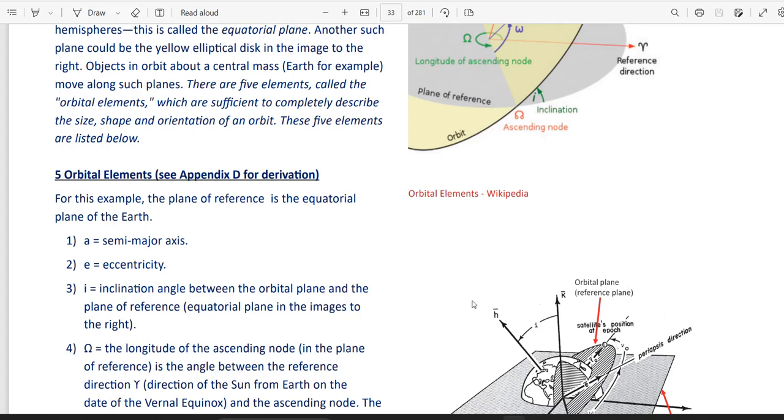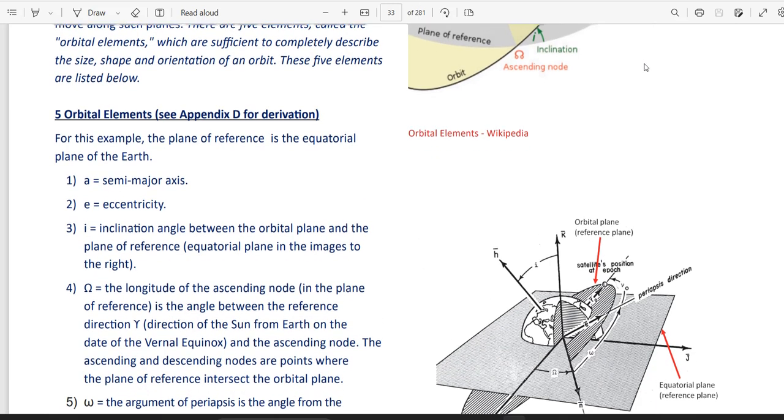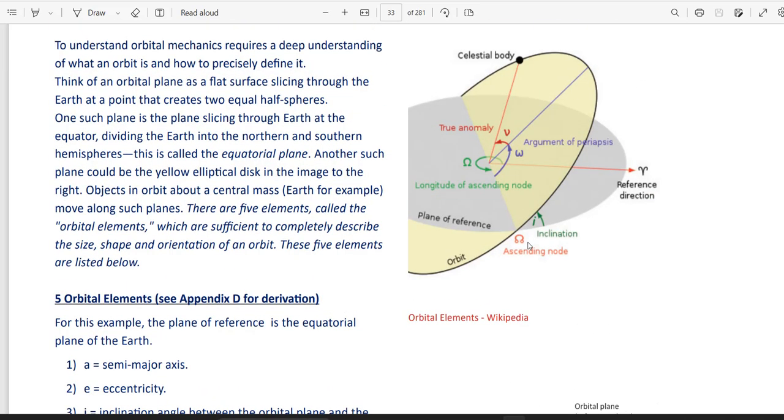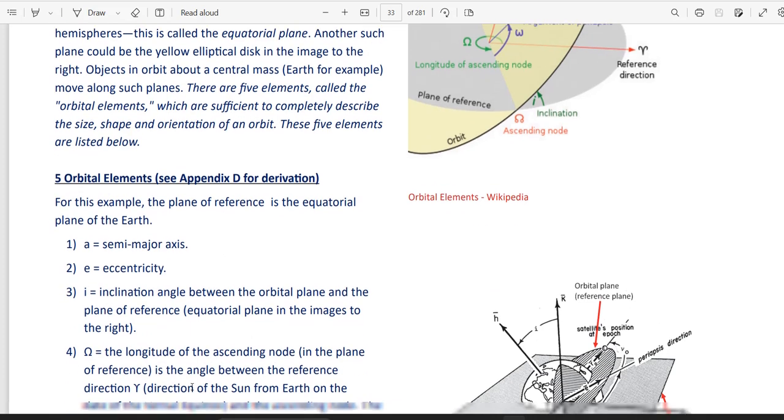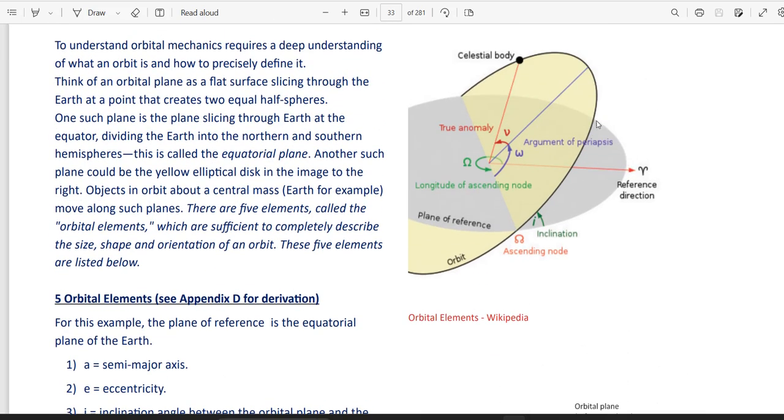Okay, it's the angle between the reference direction, which is the direction of the sun from Earth on the date of the vernal equinox, so in this direction here, and the ascending node. The ascending node is where the orbital plane and the reference plane intersect as the object is moving in this direction. So this angle, omega, would be from here all the way over to here. You can see it's pointed out right here. See omega here. So again, it's from the reference direction all the way to the ascending node.